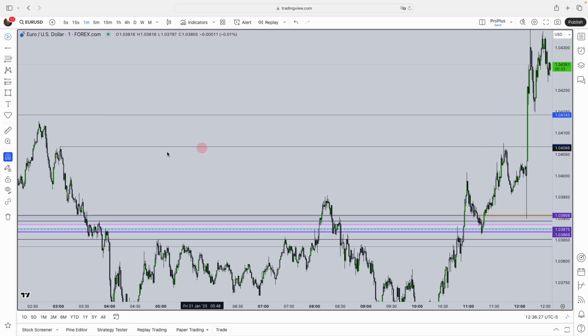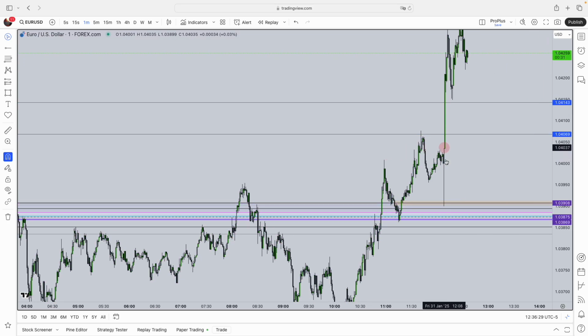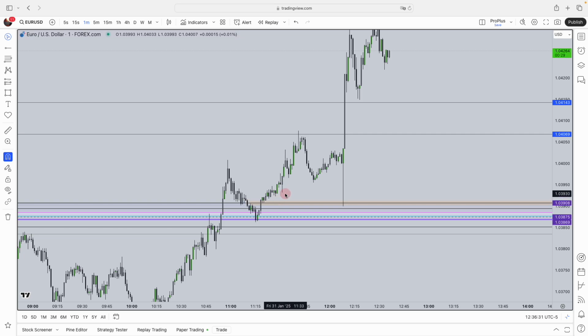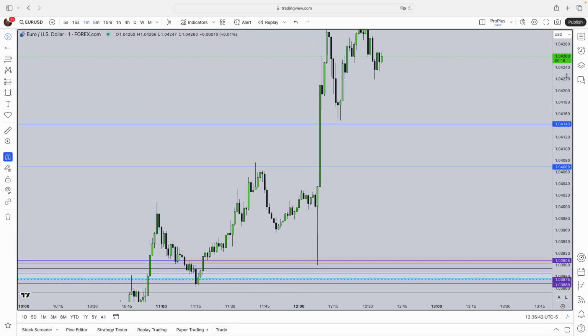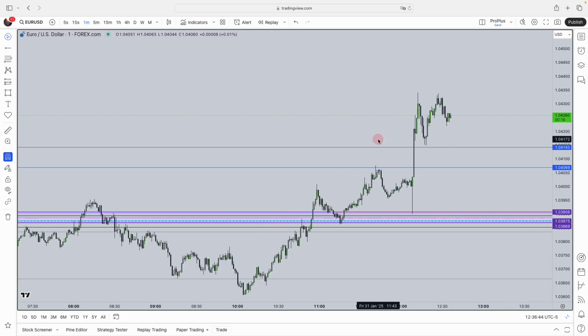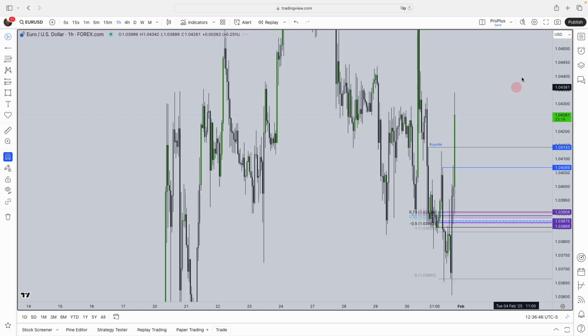takes buy side there, and then look at that, dumps it down again. Potentially would have got taken out if you moved your stops too early. Would have tapped back into this inefficiency here, right back into the opening range high, before absolutely running higher, taking out the buy side.